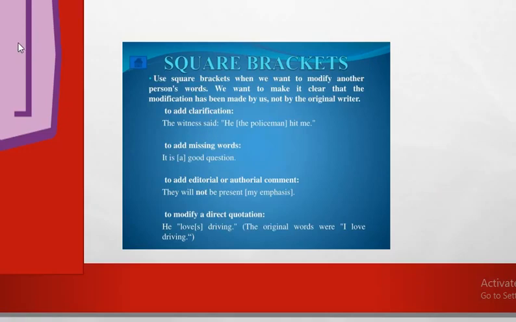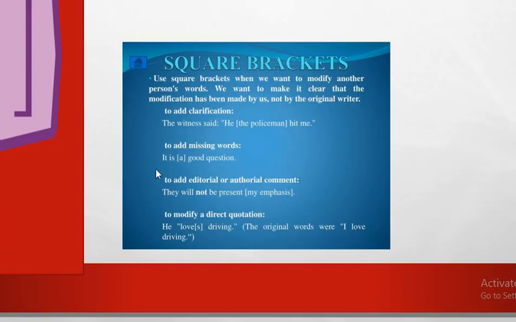Then another punctuation, square brackets. We use square brackets when we want to modify another person's words. We want to make it clear that the modification has been made by us, not by the original writer. To add clarification: the witness said, "He [the policeman] hit me." He stands for the policeman. That is, the policeman hit me.